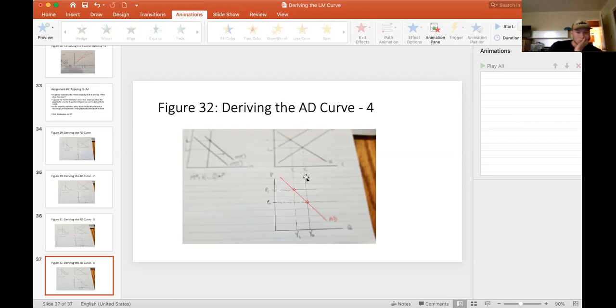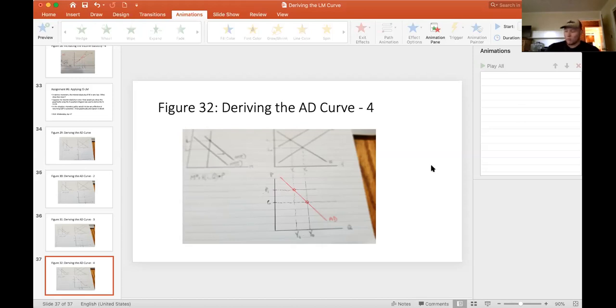Correct. Every point on the aggregate demand curve is a combination of price level and GDP, where both the money market and the product market are in equilibrium. So the aggregate demand curve is not a behavioral equation, even though 95% of everybody who studies the aggregate demand curve thinks it is. It's an equilibrium condition. Do you understand? Does anybody have questions about that?